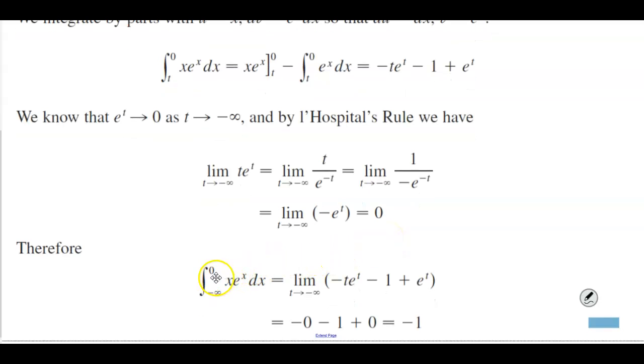Now therefore, this integral is going to equal the limit as t approaches negative infinity of negative t e to the t minus 1 plus e to the t. So we know this first term is going to give you negative 0 minus 1 plus 0, which equals negative 1.